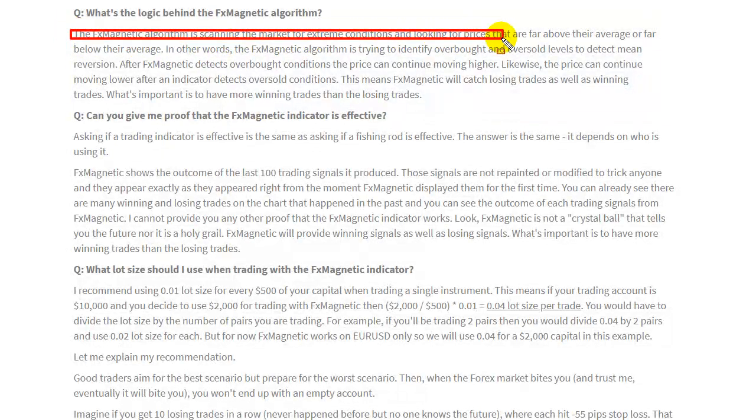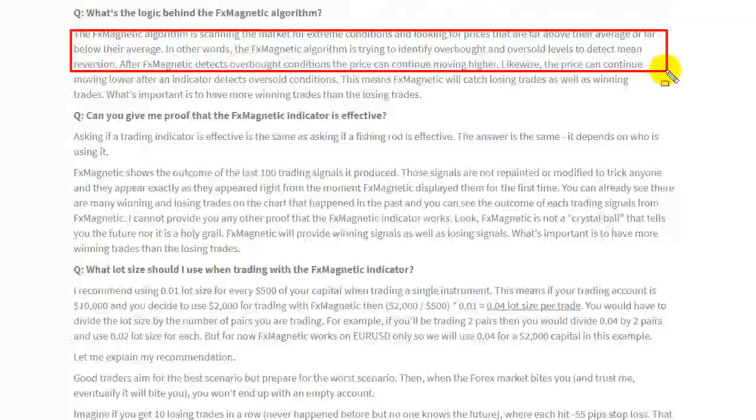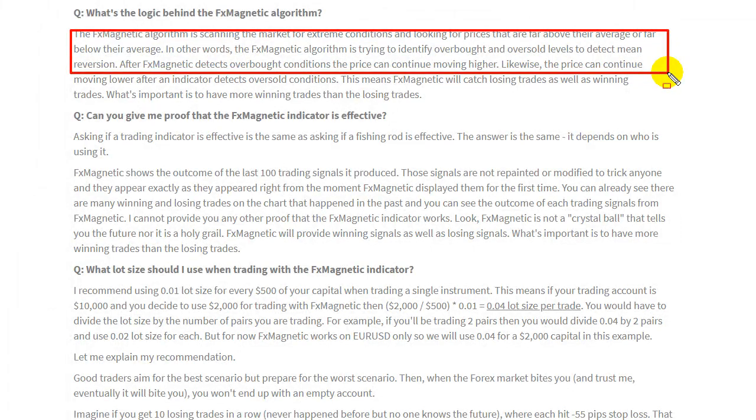It's scanning the markets for extreme conditions, looking for prices that are far above their average or far below their average. In other words, identifying overbought and oversold levels to detect mean reversion. Markets move, momentum, they mean revert, right? Markets will move, for example, up, and then when it gets extended, it'll pull back. Mean reversion is used by many of the biggest traders out there, okay? So it's an extremely valid concept in trading. It's how you trade it that's going to make the difference.